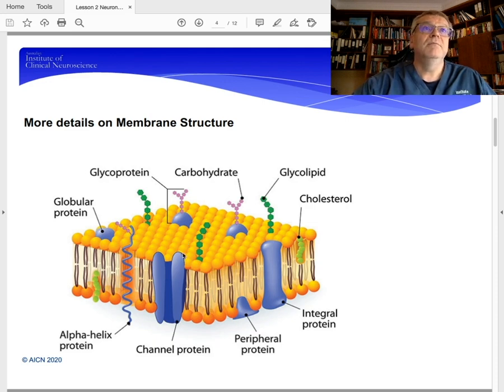We also see another very important component that is composed of protein, and that's these alpha helix proteins, which often span the membrane also. And they have a variety of specific functions also, which we'll get into later. Now, I just want to point out one other aspect, which is this cholesterol. Cholesterol is an important component of the fluidity of this layer.